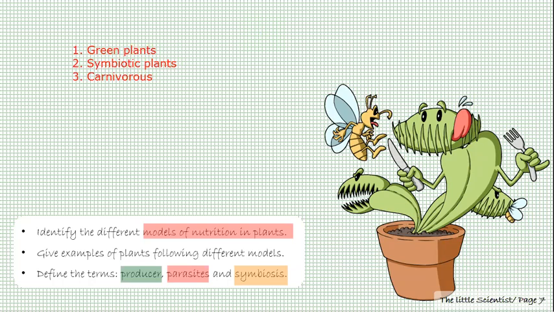Don't forget that there are 3 types of symbiotic relationship. What are these 3 types? We have mutualism, where 2 organisms benefit, commensalism, one benefits, the second one does not care, and the third, parasitism, one benefits, the second one is sad, is being harmed.